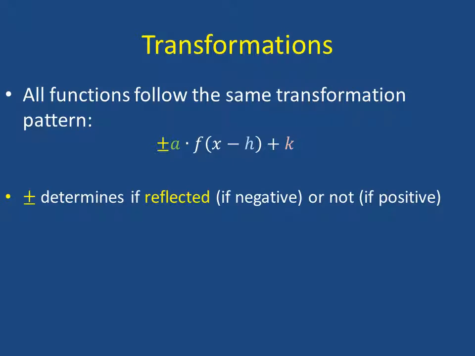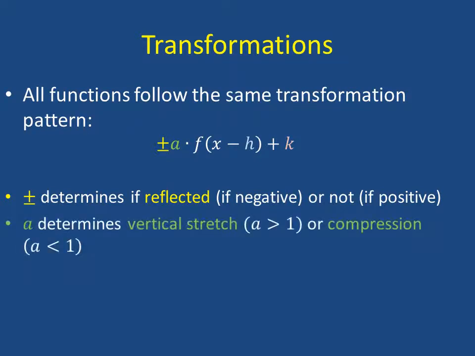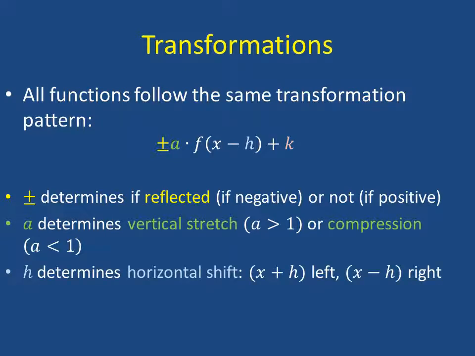The plus or minus determines if we have a reflection over the x-axis. If the sign is negative, we will have a reflection. If not, it stays at its original shape. The value of a determines the amount of vertical stretch. If a is greater than 1, the graph will stretch vertically. If it's less than 1, it will compress vertically.